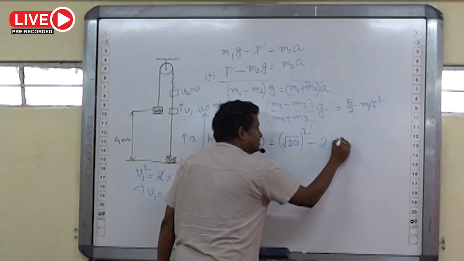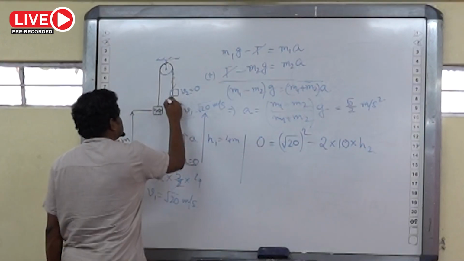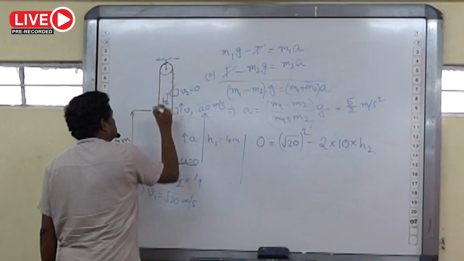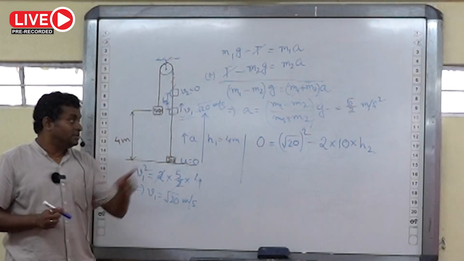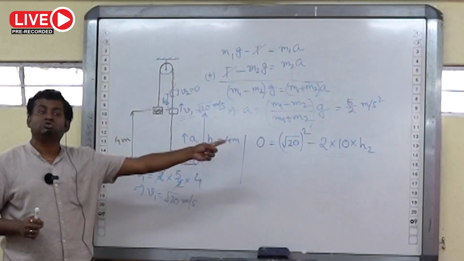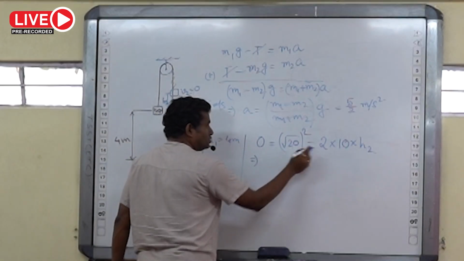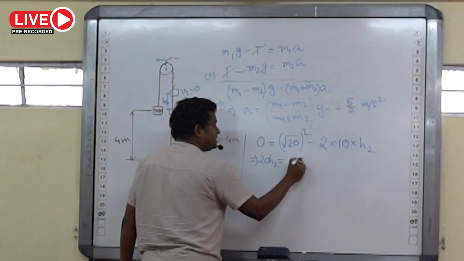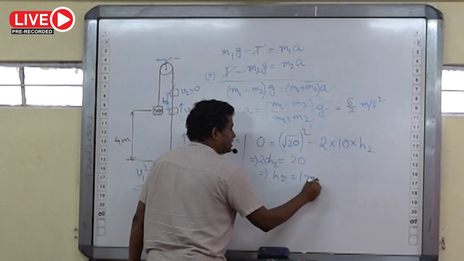Its square minus 2 into acceleration due to gravity, g, into the further height, suppose this much height is considered as h2. In that case, you have to say v square equals u square minus 2gh. So it is coming 20h2 equals 20, so h2 will be equal to 1 meter.